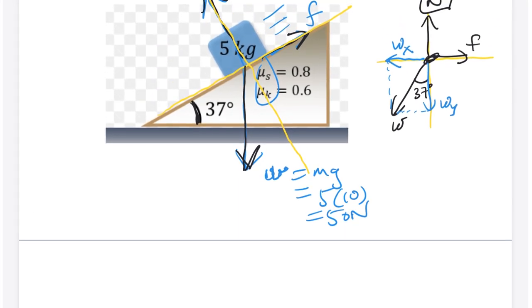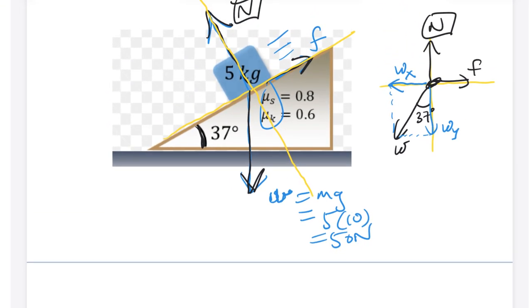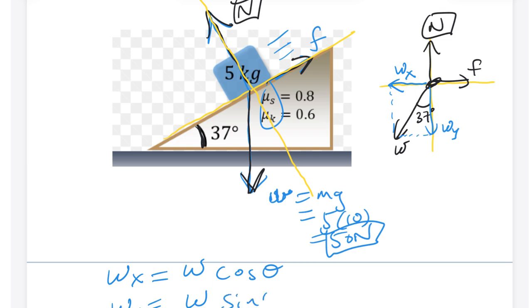Now, I think the first question was, what's the weight? We found it there. My next question is, what's the normal force? Well, let's find out what wx and wy are first. I'm using my qx equation, which is q times cosine of theta. And qy is the other one, q times sine of theta.